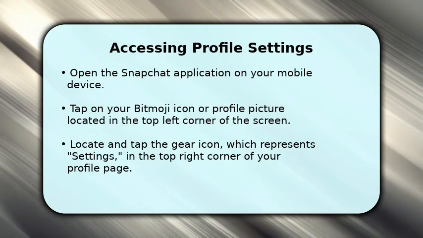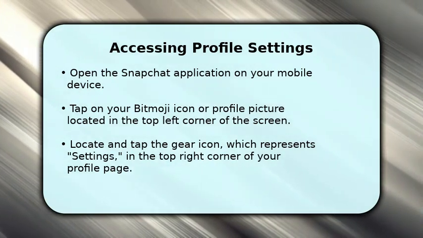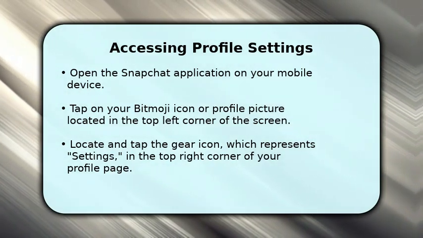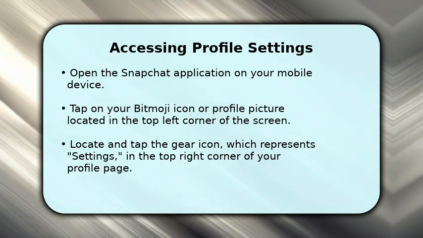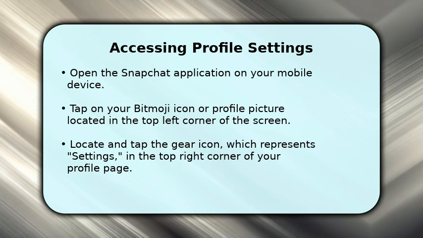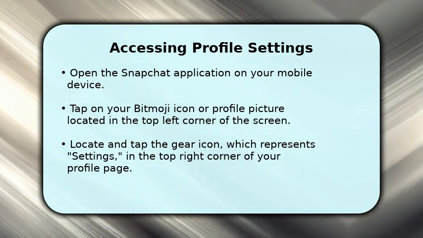First, open the Snapchat application on your smartphone. Once it's loaded, tap on your Bitmoji or profile picture, which you'll find in the upper left-hand corner of your screen. This action will take you to your personal profile page.